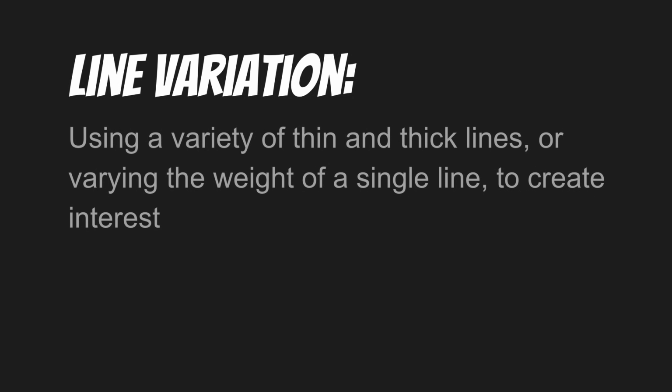Now, line variation. When we talk about line variation, we're talking about using a variety of thin and thick lines or varying the weight of a single line to create interest. So when I talk about line weight, I'm talking about how thick or thin it is. So if we vary the weight of a single line, we might start very thin and then make it get thicker in the middle and then thin again at the other end.